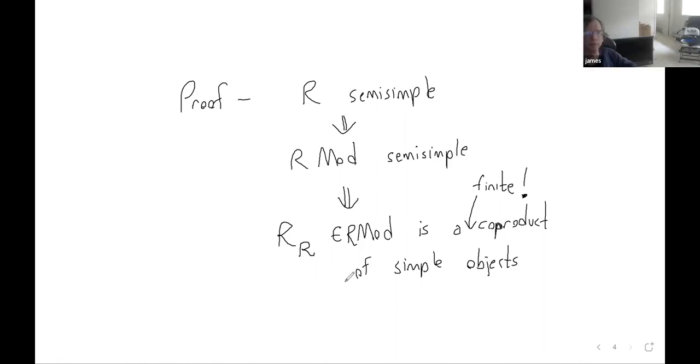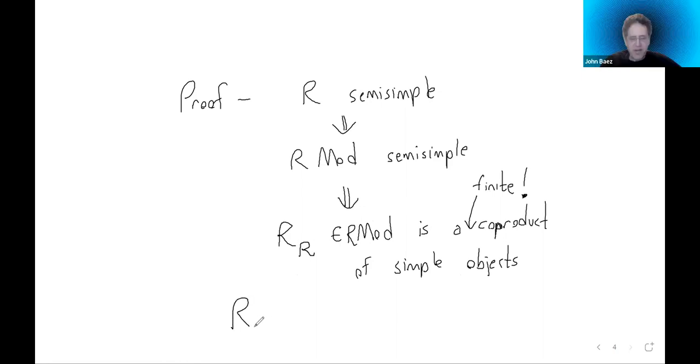But okay, so they definitely assume this. For some reason or other, this is the definition of a semi-simple ring. One could think about rings that are bigger than that, and what's funny about those. Okay, so let's write it out like that.